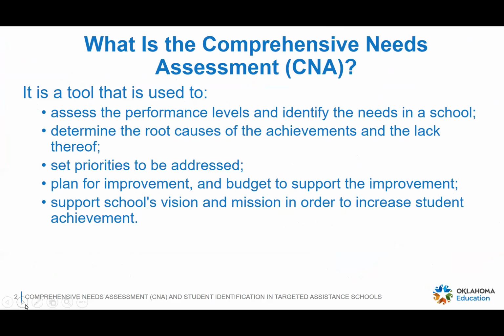What is the Comprehensive Needs Assessment, or in short, the CNA? It is a tool that is used to assess the performance levels and identify the needs in a school. It is used to determine the root causes of the achievements and the lack thereof. It is used to set priorities to be addressed. It plans for improvement and budget to support the improvement, and it also supports schools' vision and mission in order to increase student achievement.